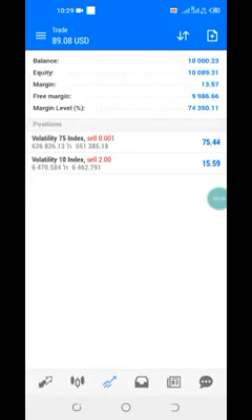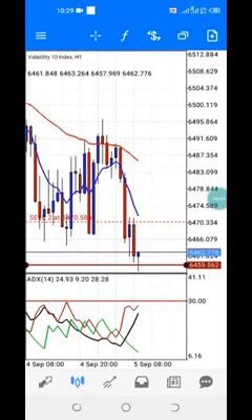You can see on the volatility 75, I took a sell. It's already running. I've been riding that particular trade. On the volatility 10, I also took a sell with a 2 lot size. I'm already riding that. You can see everything is very easy.